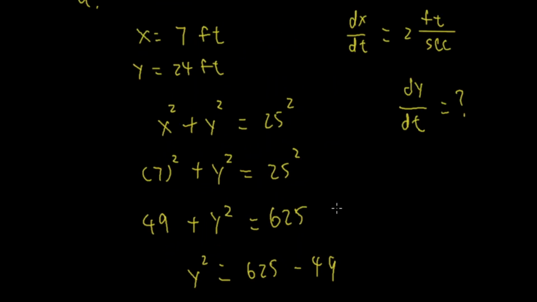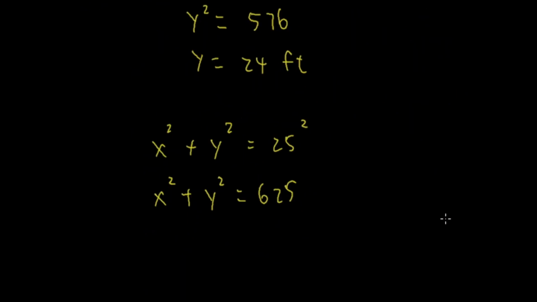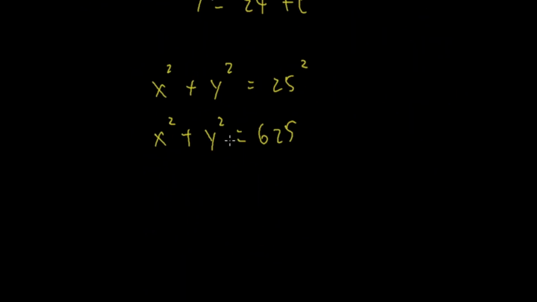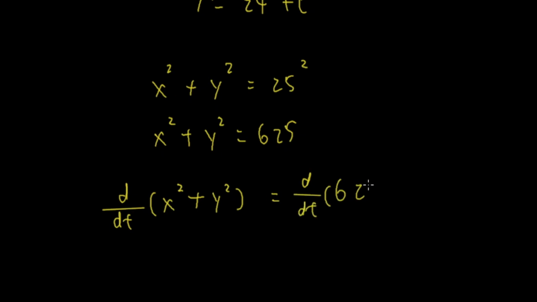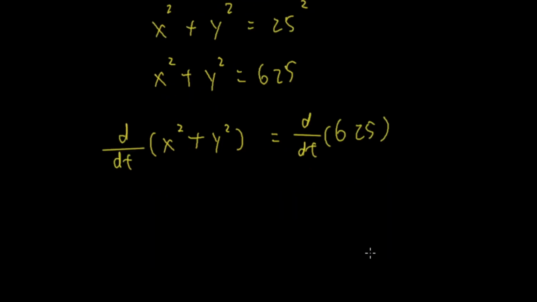This is a related rate problem, right? So you're looking for dy over dt. That means you have to take the derivative of both sides with respect to time. Let's do that. d over dt of x squared plus y squared is equal to d over dt of 625.